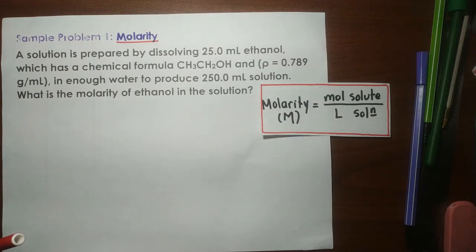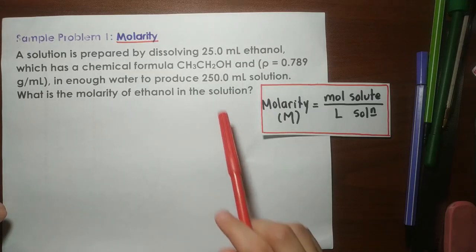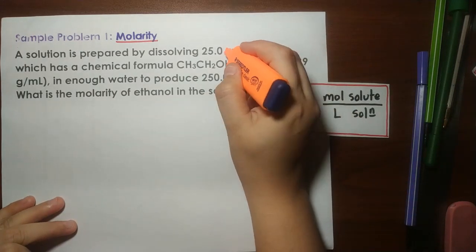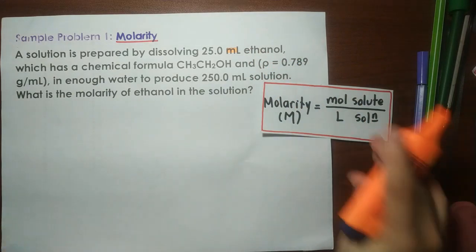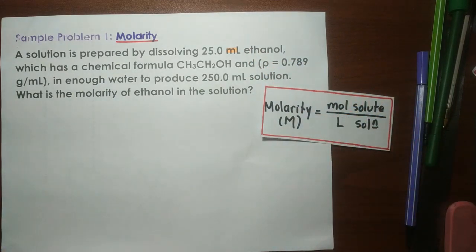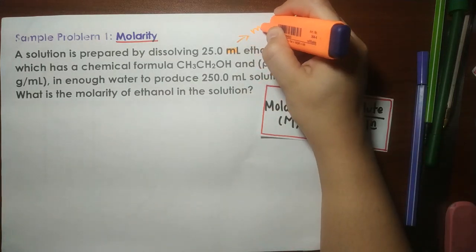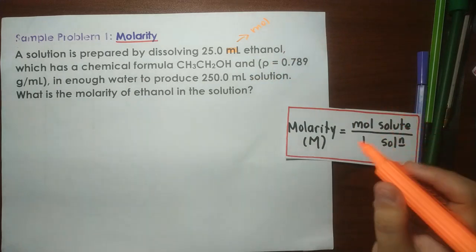So basically what is going to happen is that you're going to dissolve the ethanol. As you can see, it's given in milliliters. Ethanol is the one that is going to be dissolved, so it's the solute. But it says that I need moles of solute. So how can I turn these milliliters into moles? Easily.